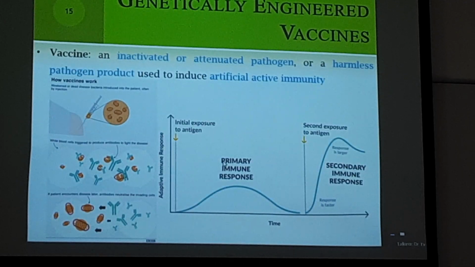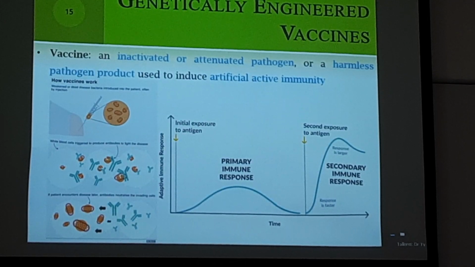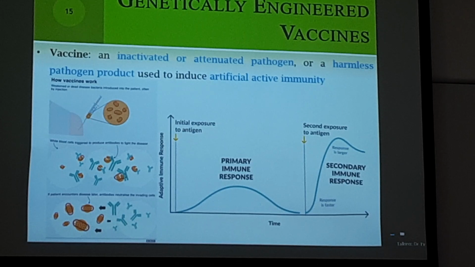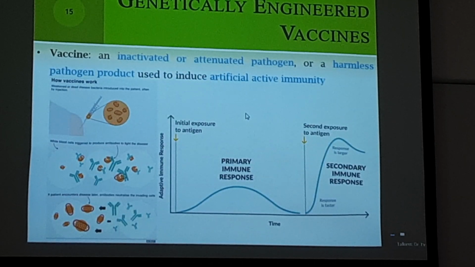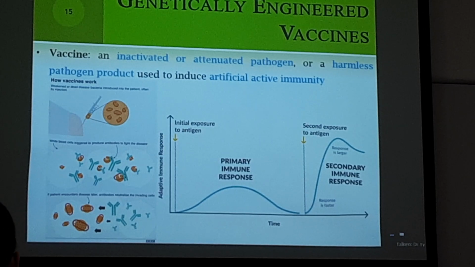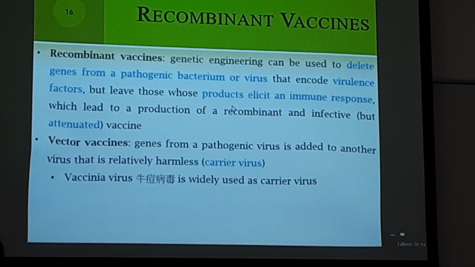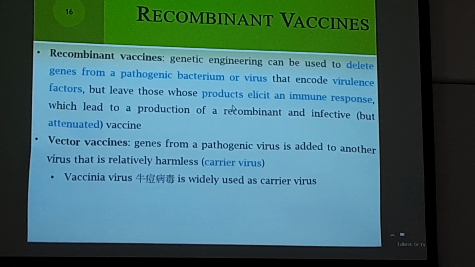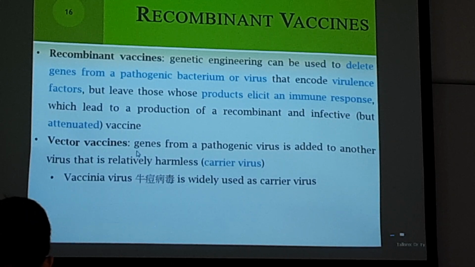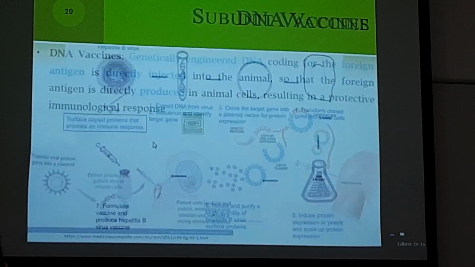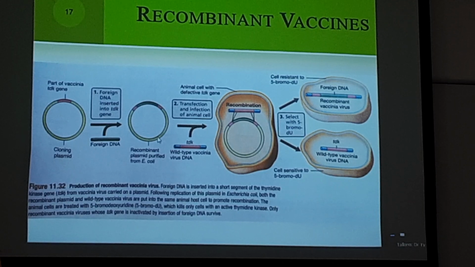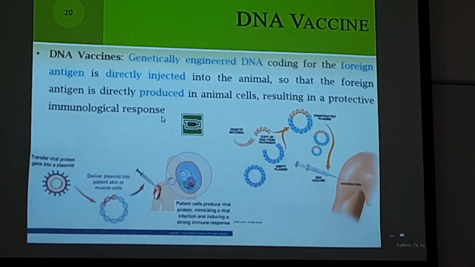Of course, mainly on plants, but we can also increase the food production in animals. And we can also make use of the recombinant technique to make vaccines. So vaccines, traditional ones, you know how the traditional vaccine works, but we also have something called the recombinant vaccine, vector vaccine, subunit vaccine, DNA vaccine. So these are more recombinant. So make sure you know about this new type of vaccine.